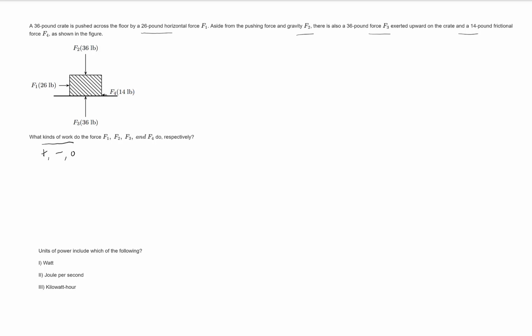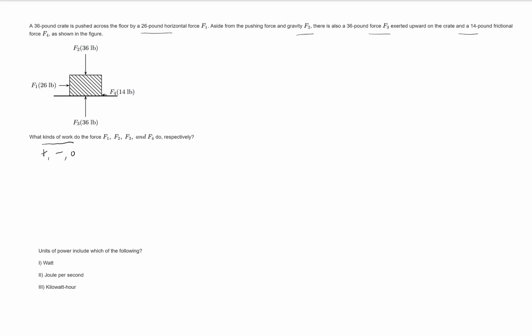Well, it says that there's friction, that F4 is friction. So this one right here, this is friction. Since friction is this way, the object has to be moving to the right. So now any force that's generally to the right would be positive. So looking at this one, that one's in the same direction, so that's positive. Friction is opposite, so that's negative. And then these two right here are perpendicular, so those are 0.